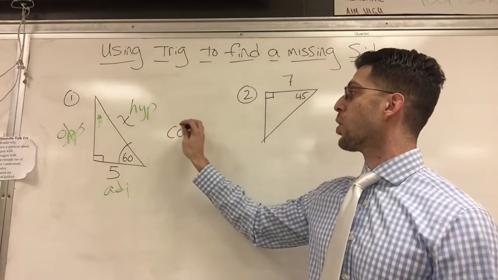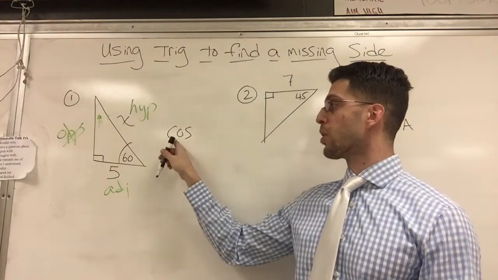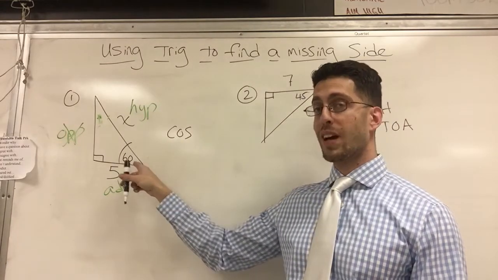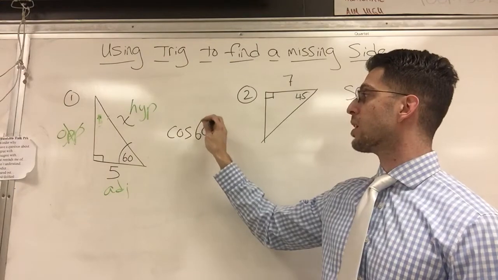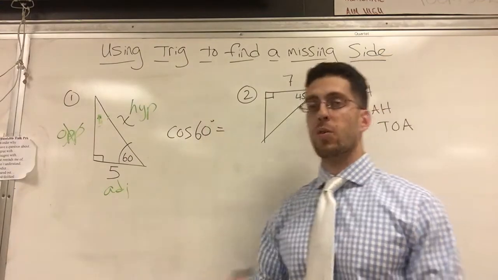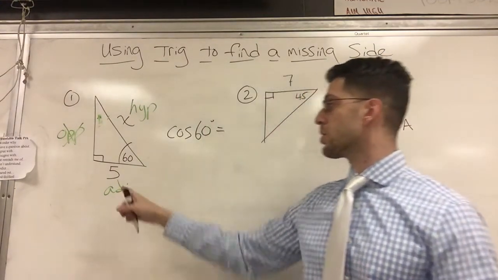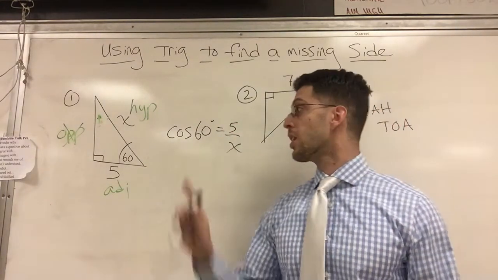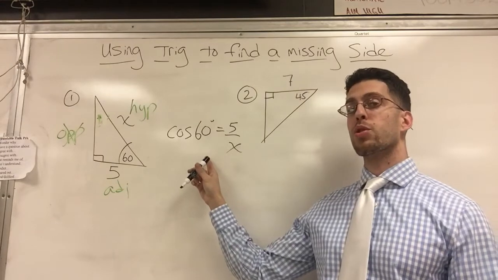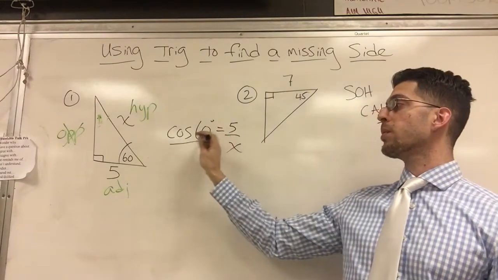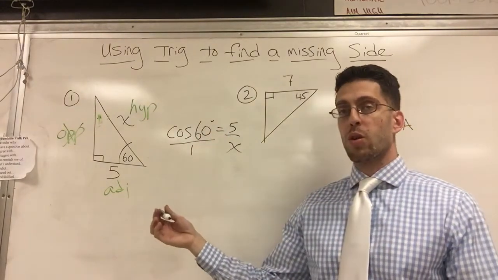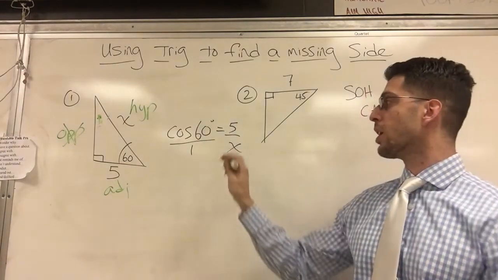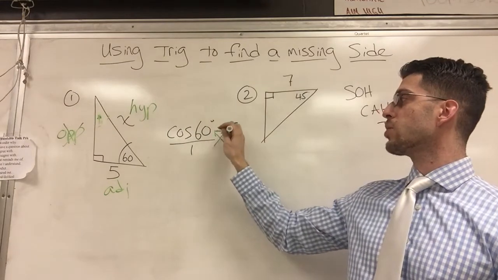So I'm going to say that the cosine of theta, or the cosine of A, or the cosine of B, I don't have theta, A or B, I have 60, so cosine of 60 degrees equals, what did I just say? Adjacent over hypotenuse, so 5 over x. Okay? This is the beginning of a proportion. You can put this over 1. You can put anything you want over 1, alright? And how do you solve? You cross multiply.